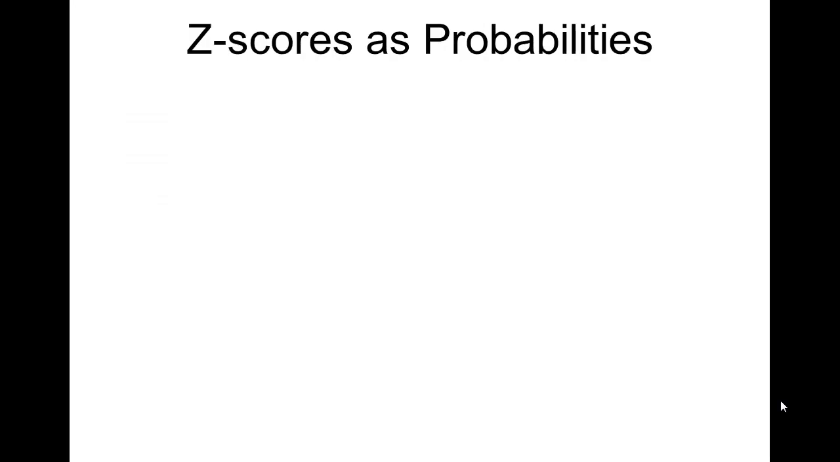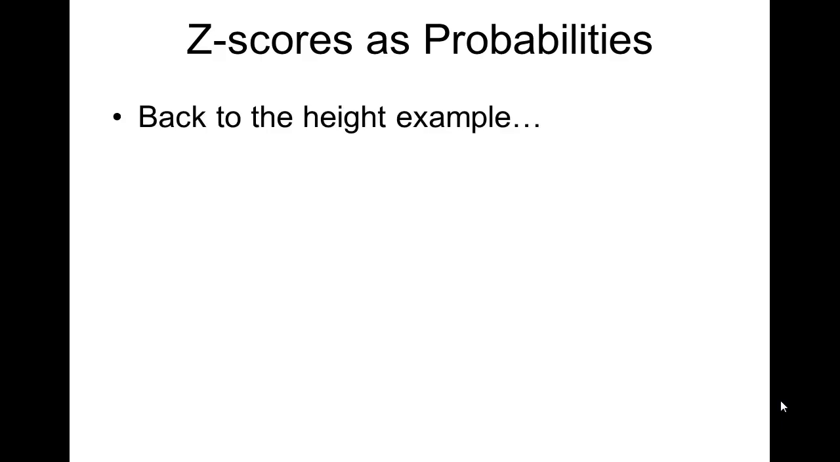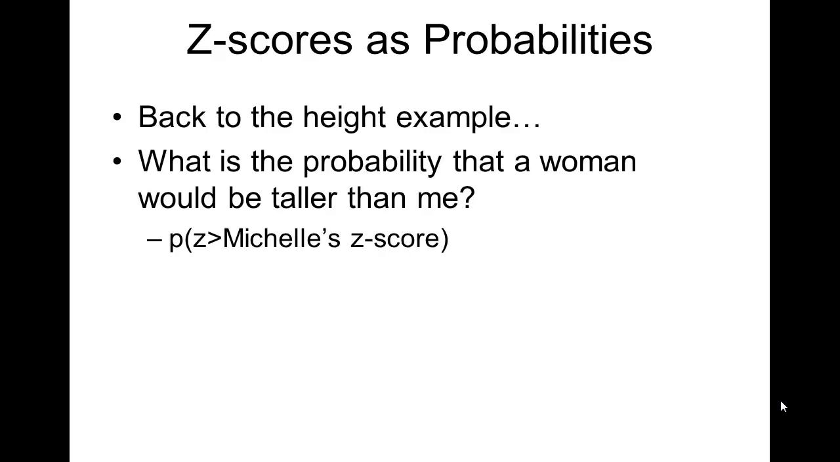Another thing we can do with z-scores is think about the probability of getting a particular score on any test or in any scale, or higher or lower. So let's go back to the height example. We could ask the question, what's the probability that a woman would be taller than me? Or in statistics jargon, you could say this: the probability, a little p, of getting a z-score greater than Michelle's z-score. So we know that my z-score is 2.61, but we need to be able to find out what percentage that's associated with.